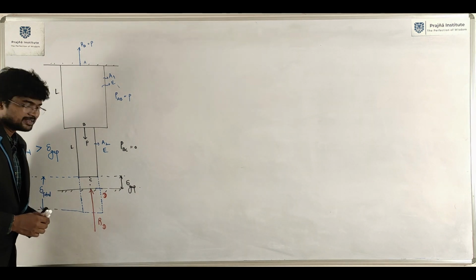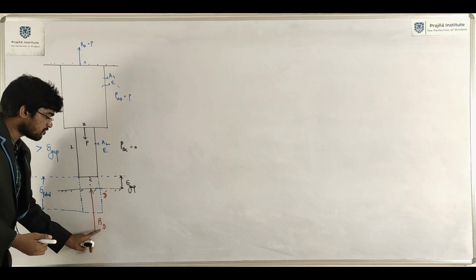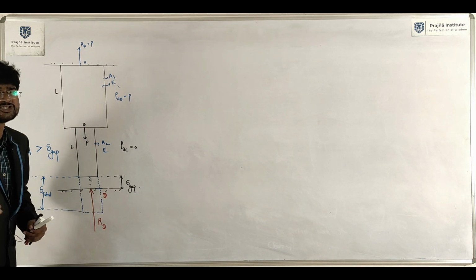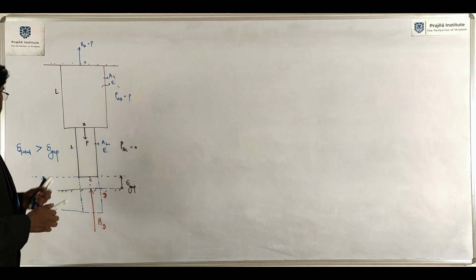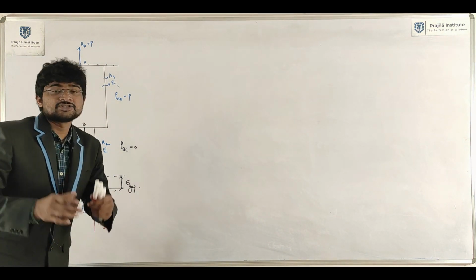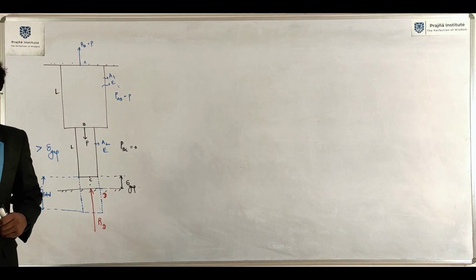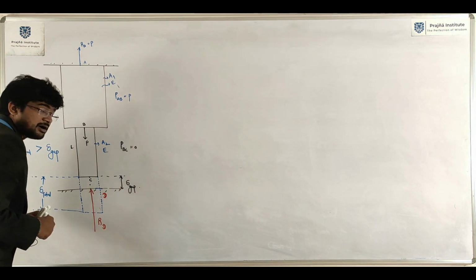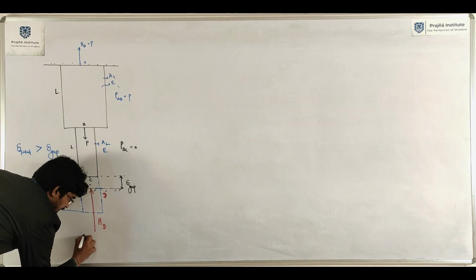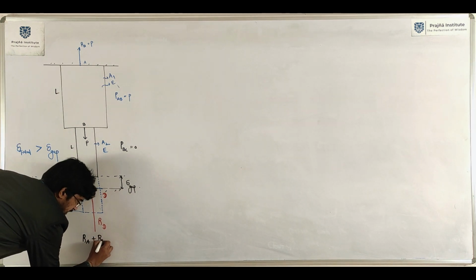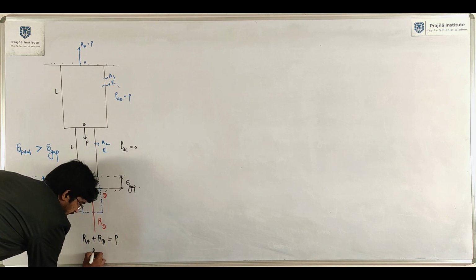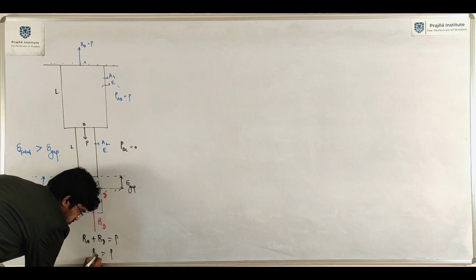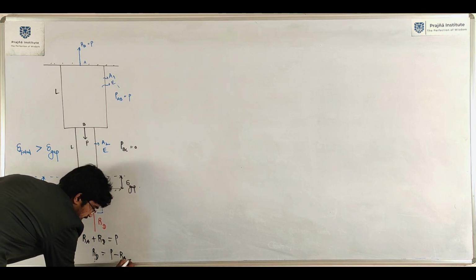Any doubt so far? It is just an assumption, the direction of RD, whether it is downward or upward. Just assume one reaction. After that, what to do? Draw the pseudo axial loading diagram. Here, Sigma V equals 0, so RA plus RD equals P, and RD equals P minus RA.